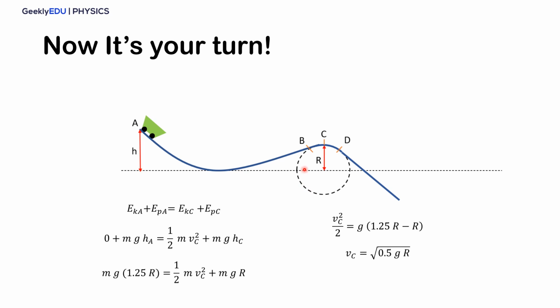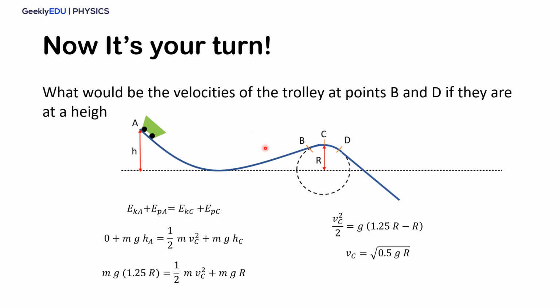Okay, so now it's your turn. What would be the velocities of the trolley at points B and D if they are at a height of 0.25 r? Do your calculations and comment in the comment section your answers.